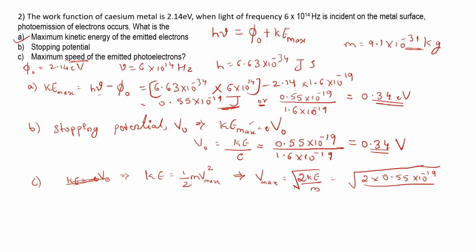Remember the mass of an electron is always 9.1 into 10 raised to minus 31 kg. You have already seen this in the last chapters. This is the whole root, divided by 9.1 into 10 raised to minus 31. When you calculate this, you will get V max as 3.47 into 10 raised to 5 meter per second. If asked in kilometers, you can also write 347 kilometer per second. So this is the maximum speed of the emitted photoelectrons. This is about the second question.